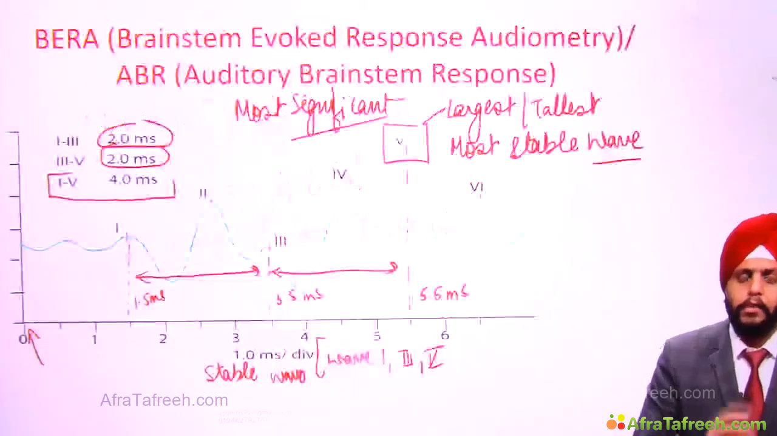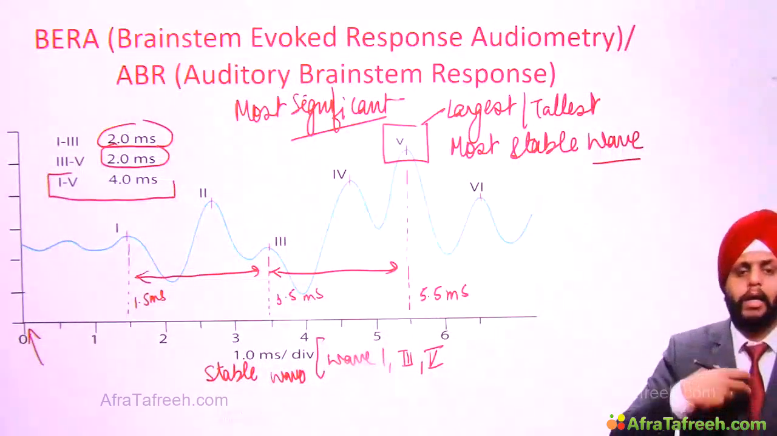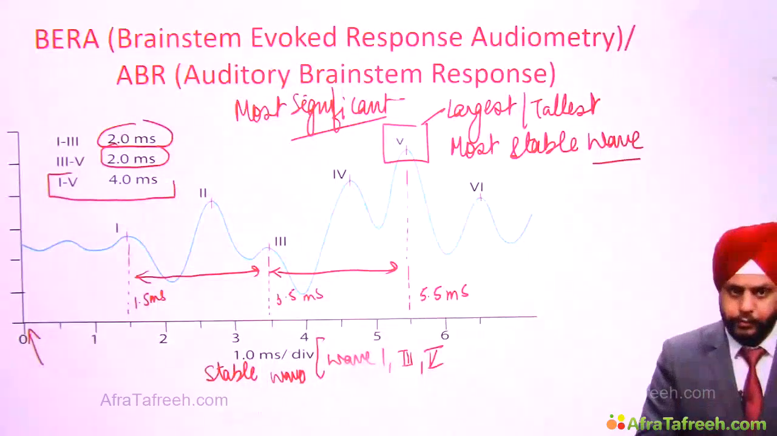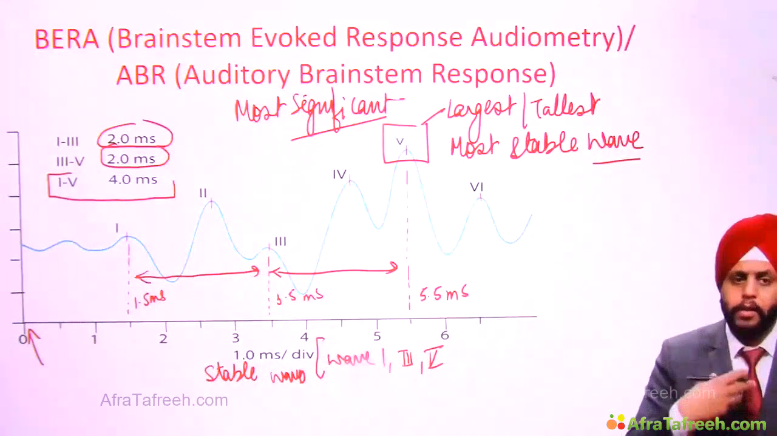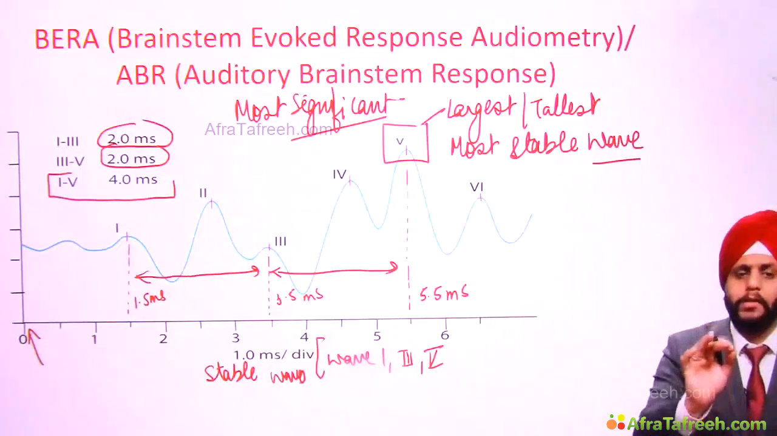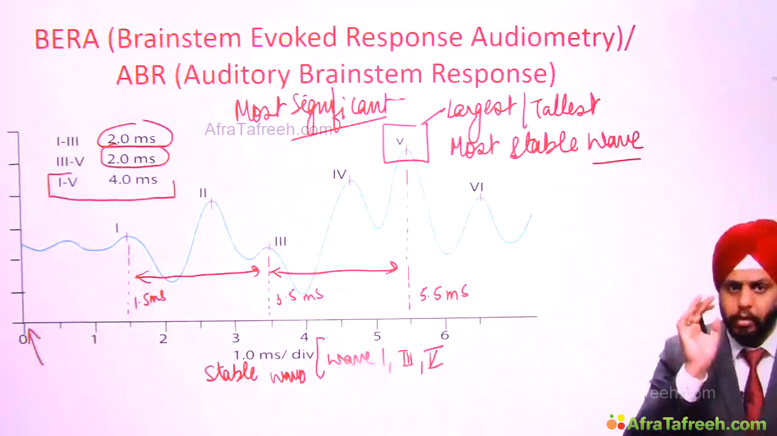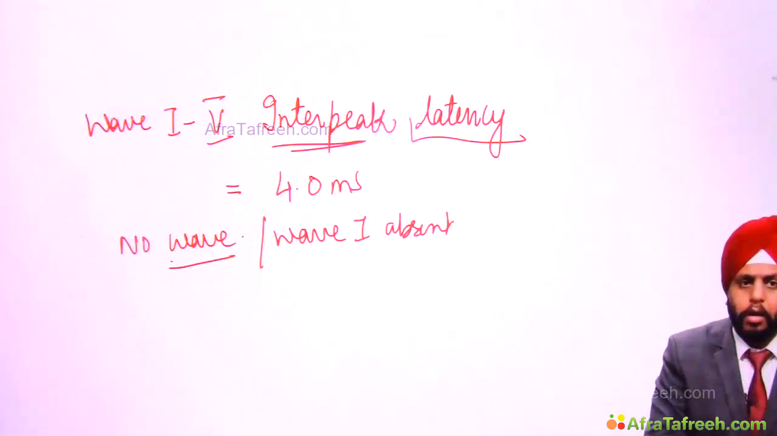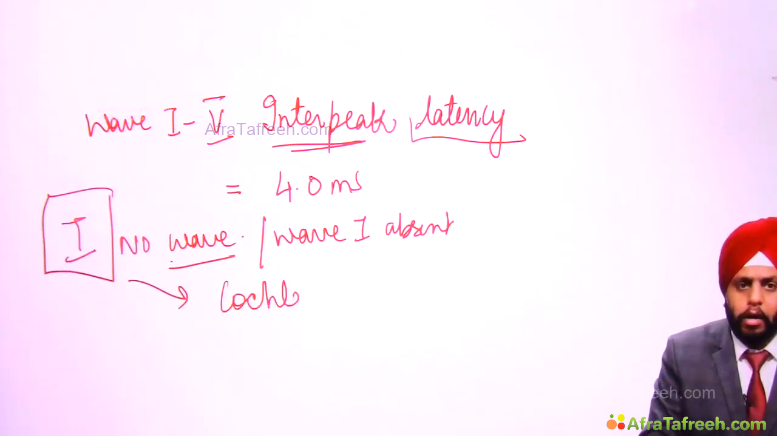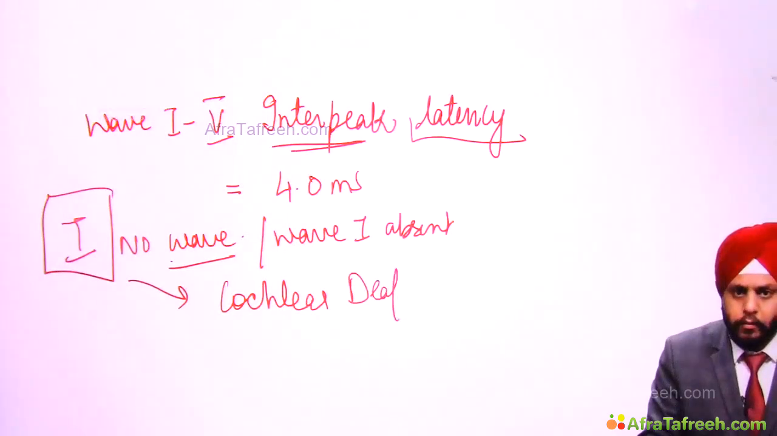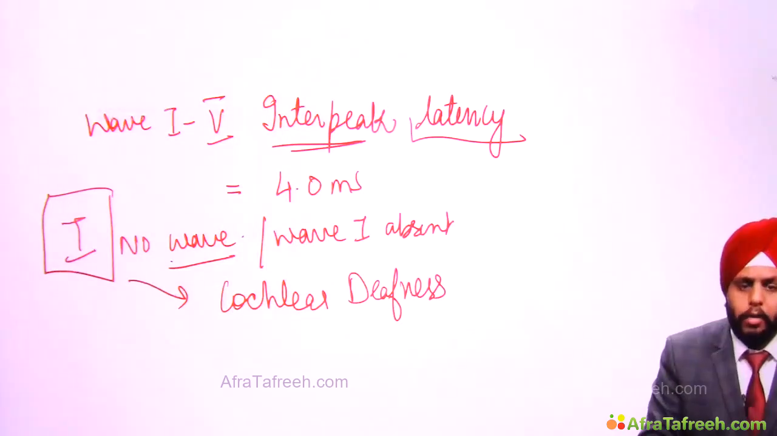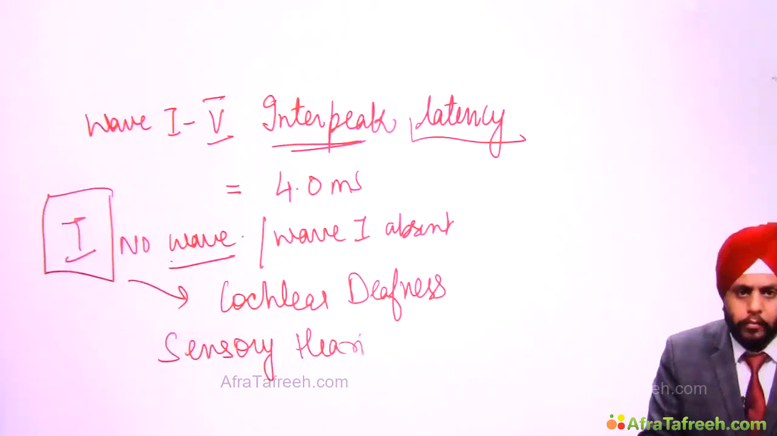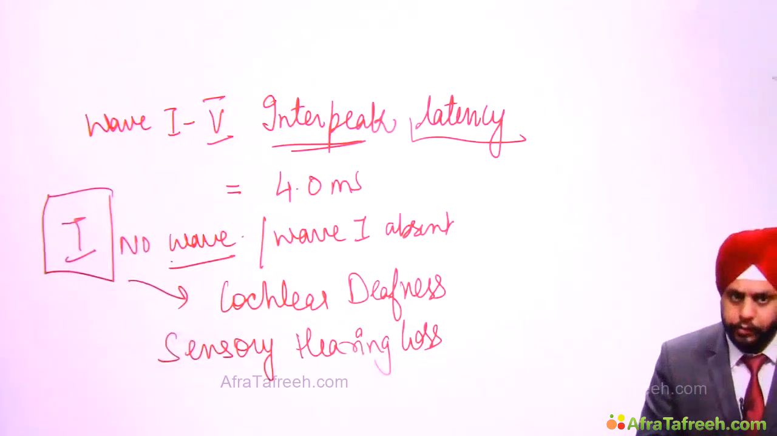That means the sound has not been given by the cochlea to the eighth nerve. That means the patient has a problem in the cochlea. So we can call this first situation cochlear deafness, or you can also call it sensory hearing loss.